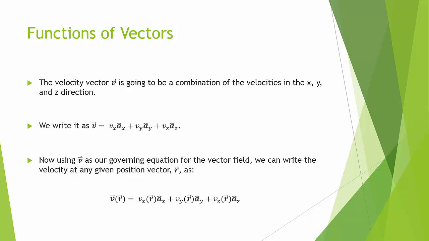Now, just a word of caution. If you're reading this directly from the book, it is very easy to think that what they are doing is multiplying the position vector by the velocity component, like saying vx times r. That's incorrect. It's actually saying that v as a function of r is equal to vx of r, so vx is also a function of r, times a_x. And the same thing for vy and vz.